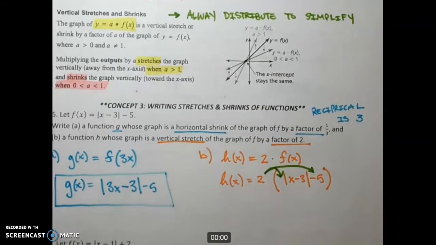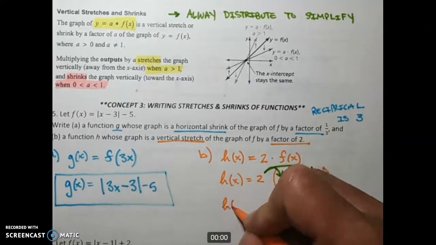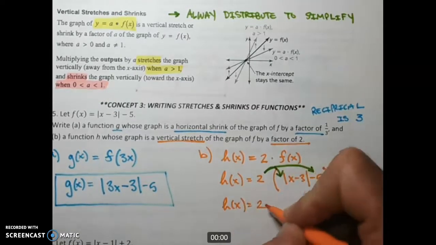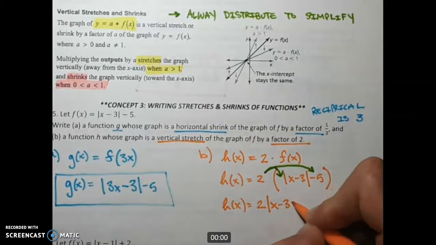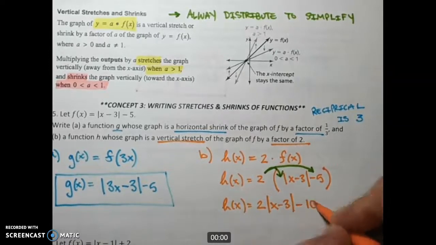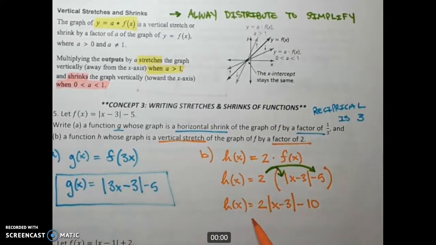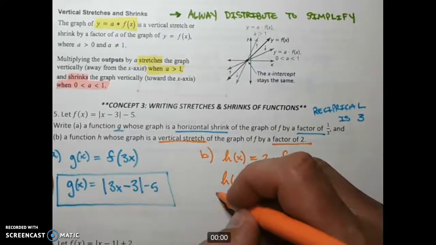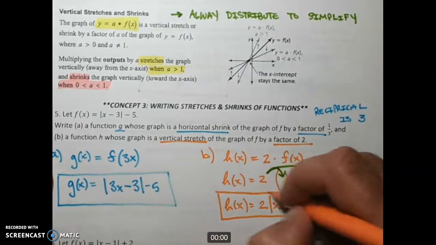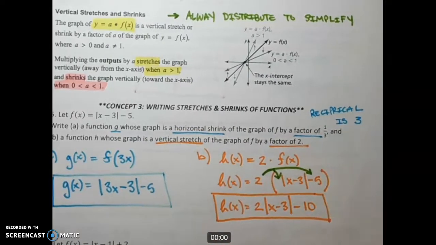So now what do I have? I have h of x equals 2 times the absolute value of x minus 3 minus 10. Just FYI, we never distribute into absolute values. We'll distribute into the coefficient, which would be that 1 out in front, which is invisible here, but never into it. I'm going to look to simplify any further, but I can't, so I am done. Voila, there is my new rule for h of x.